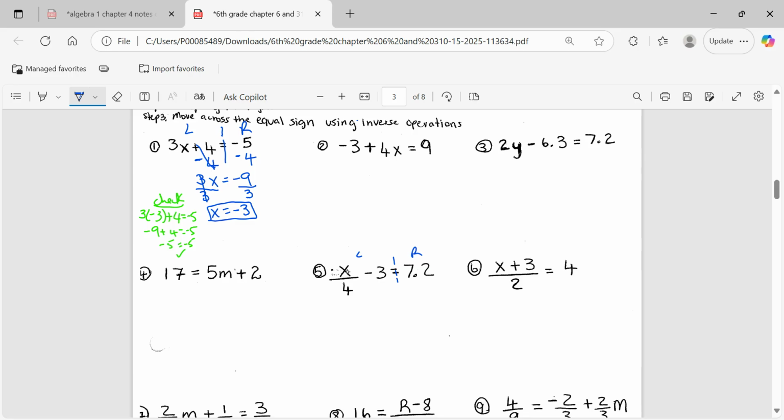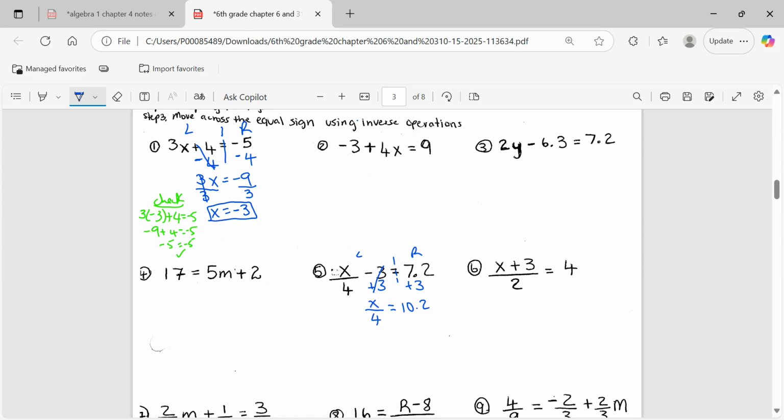So to get x by itself, which is being divided by 4, I'm going to get rid of the extra thing out here first, the extra person. Or we know that negative 3 and 7.2, they are like terms. So I'm going to move the negative 3 across. I could only do that with inverse operation or opposite operation. So that cancels out. Now I have x divided by 4, and that's equal to 10.2. 7 plus 0.2 plus 3 is 10.2.